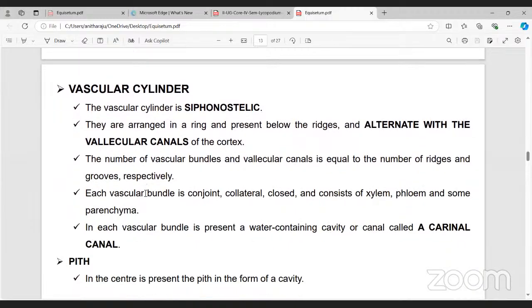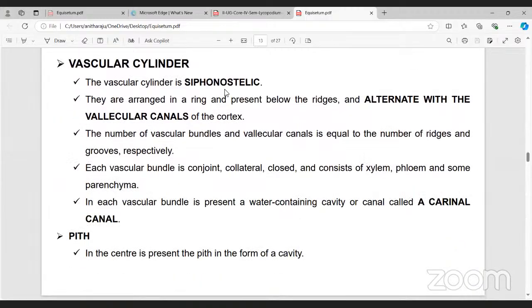Next, the vascular bundle. The important thing is that the vascular bundle type is siphonostelic. What about Lycopodium? Lycopodium is protostele. Here it is siphonostele. Siphonostele means a ring with pith. Pith present, medulla present, that is siphonostele. Already I have drawn it before. With pith, medulla, siphonostelic. Without pith, protostele. Simple. So the bundles are in a ring, present below the ridges, alternating with the vallecular canals. This is important: they alternate with the vallecular canals.